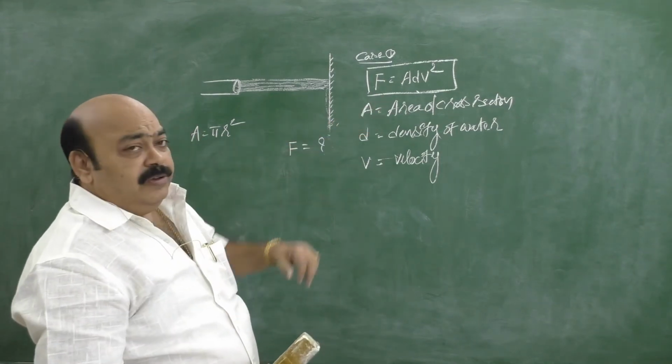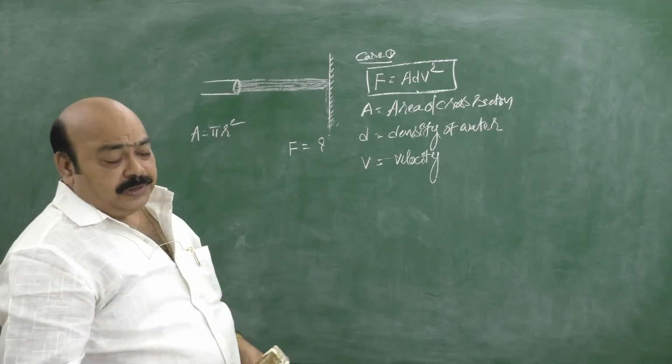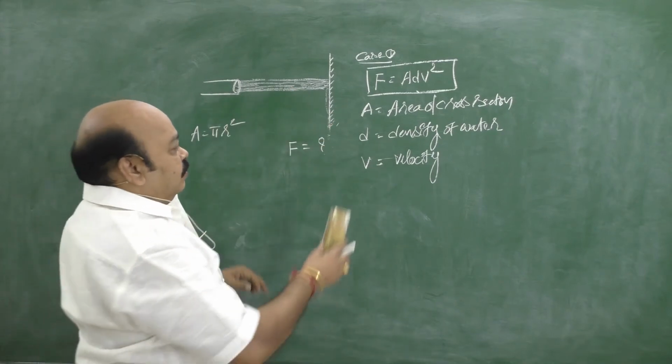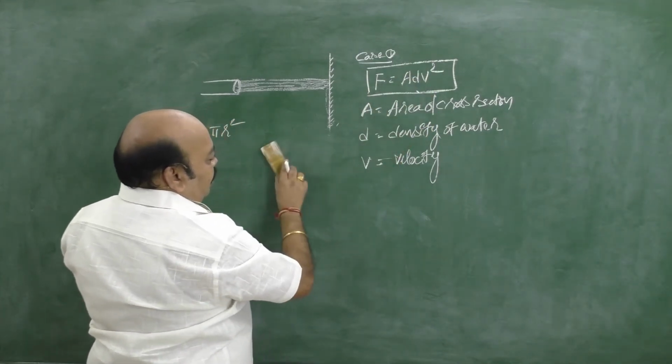Now coming to V, the velocity with which the water rushes out from the pipe. The concept is, what is case one? It is F is equal to AdV square. Right.